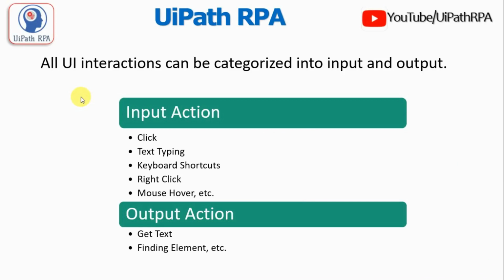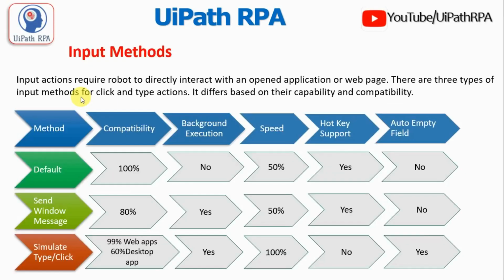If you are typing anything in Notepad or anywhere, that is an input action, right? If you are pressing keys on the keyboard of our computer, that is also an input action. Now we'll discuss the input methods. Input actions require the robot to directly interact with the opened application or web page, right? As I already told, input actions mean we are interacting with the application or web pages.